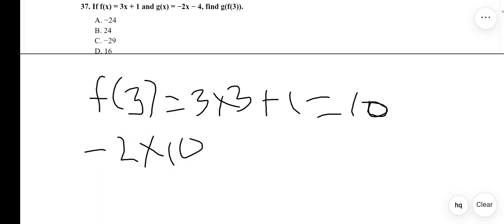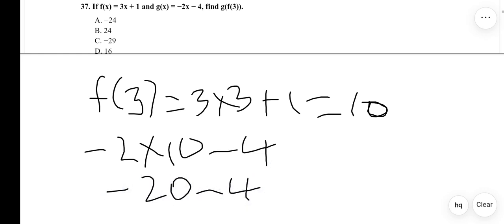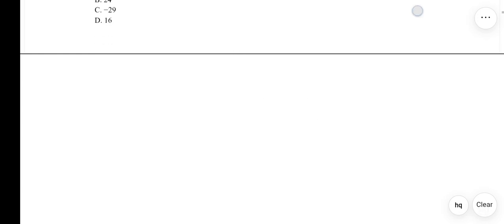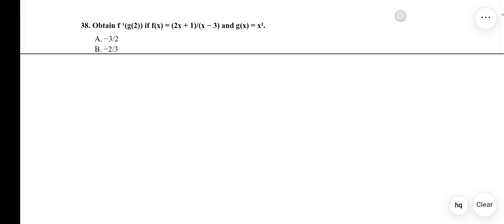So I have minus 2 times 10 minus 4. So minus 2 times 10 is minus 20. Minus 20 minus 4, you owe a debt of 20 naira, you still owe a debt of 4 naira. Total debt of 24 naira. So the answer is minus 24. And this minus 24 happens to be option A. So moving to the next question, number 38.